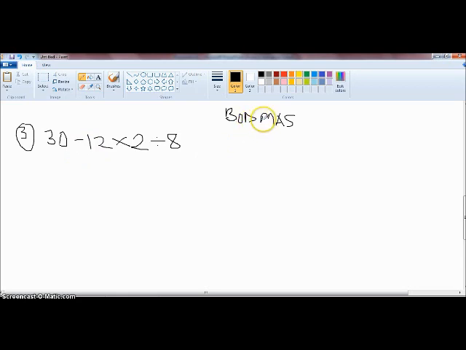Now, since division and multiplication have the same status, it means we are going to concentrate on this here. And since multiplication and division have the same status, we shall first start with this, and whatever we find here, we shall move on to divide with 8 in the way they've been given. So 12 times 2 is 24. Alright, then we'll move on. What we're going to have is 30 minus 24 divided by 8.